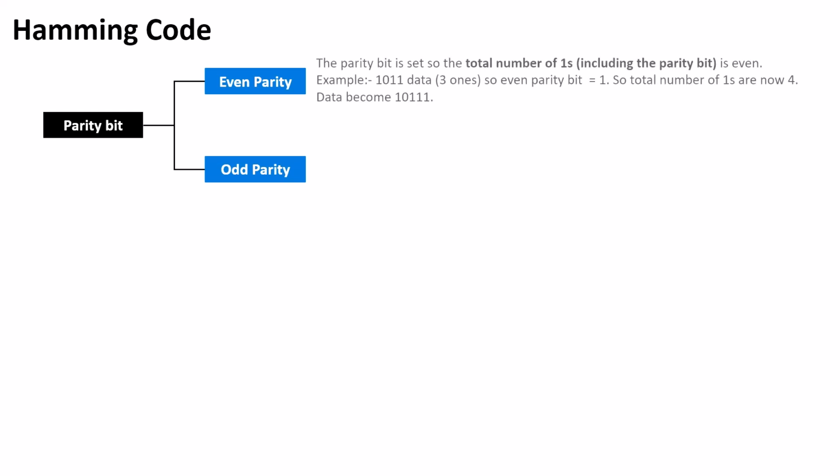Even parity bit: the parity bit is set so the total number of ones, including the parity bit, is even. Example: data 1011 has 3 ones, so the even parity bit is 1. So the total number of ones is now 4.